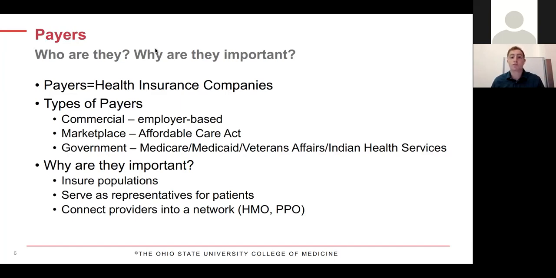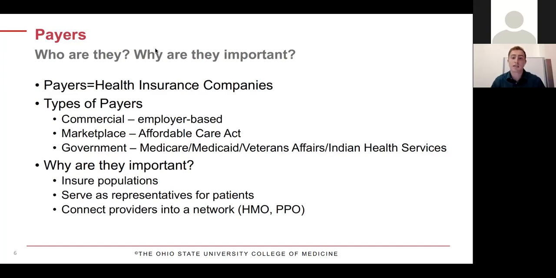Additionally, they serve as representatives for patients. So not every single patient is that savvy in terms of how much a syringe should cost, or just how to navigate the whole healthcare system. And so they can serve as representatives both from a financial standpoint and also in terms of care coordination. And then lastly, they connect providers into a network.